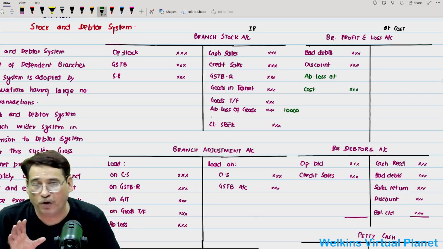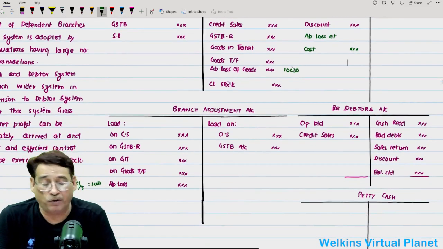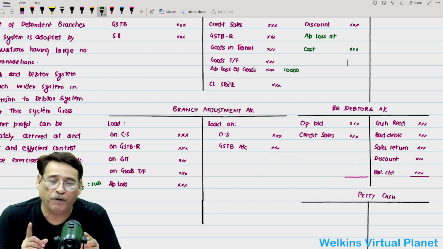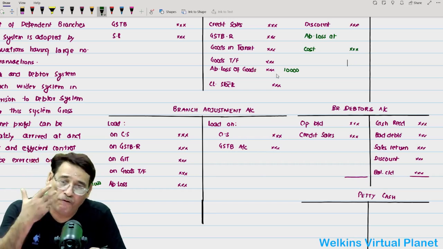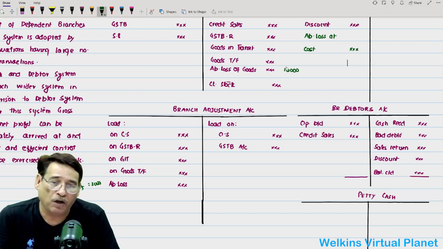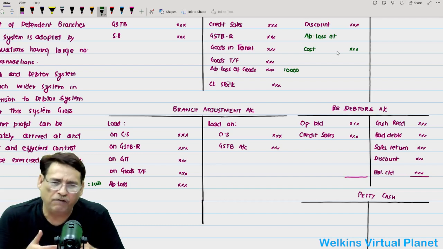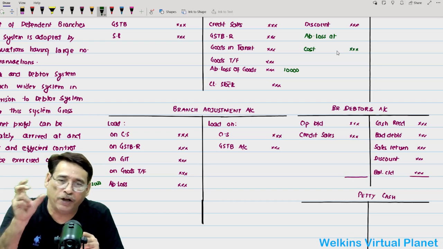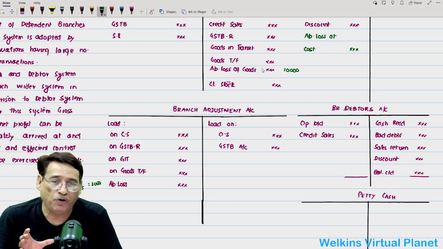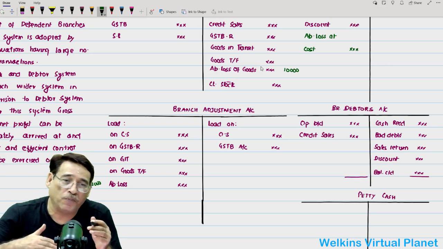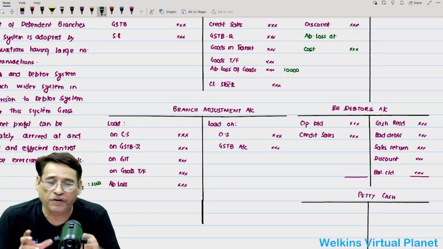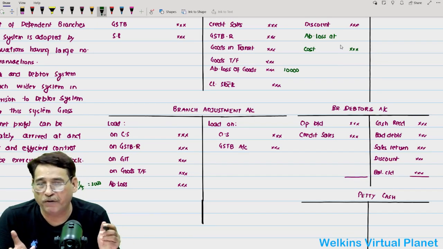So treatment of abnormal loss is very important. Full amount of abnormal loss you are going to write towards the credit side of the branch stock account, number one. Then loading of the abnormal loss, I have written all these in the notes also, I will show you later on. Whatever loading is there in the abnormal loss, that you are going to put towards the debit side of branch adjustment account, and then abnormal loss at cost will be written towards the debit side. Is it clear to you? Technically, we say that abnormal loss will be split into loaded part and cost part. First of all, full amount of abnormal loss we are going to put towards the credit side of branch stock account. And then we are going to split it into cost part and load part. The loading will be written towards the debit side of branch adjustment account, and cost will be put towards the debit side of branch profit and loss account.